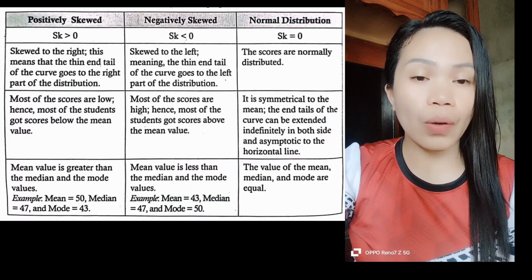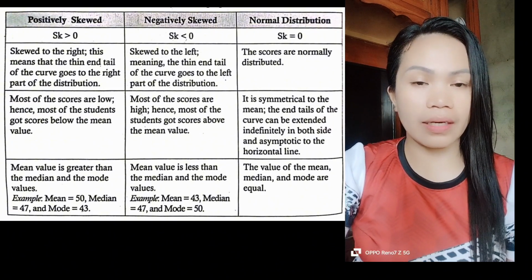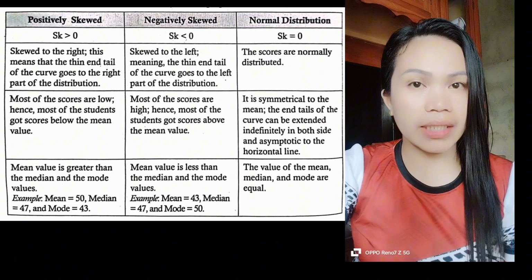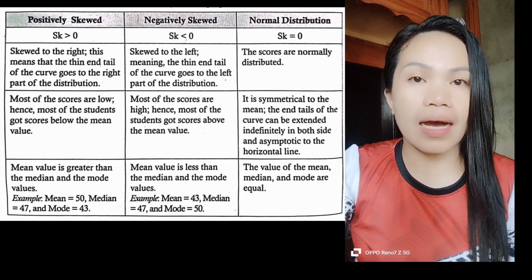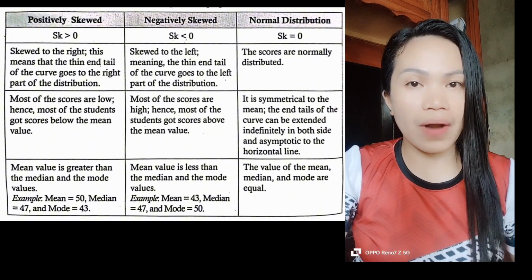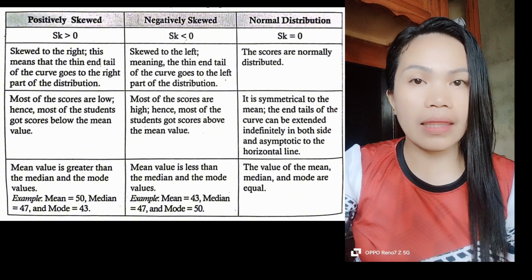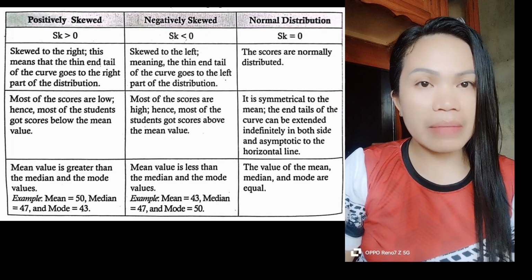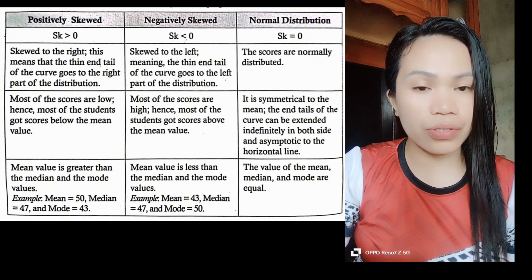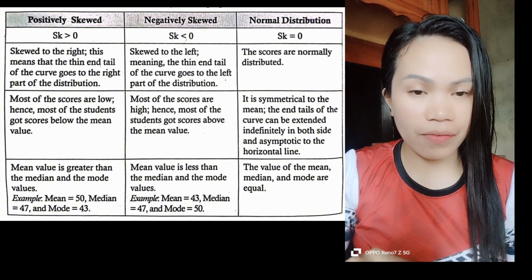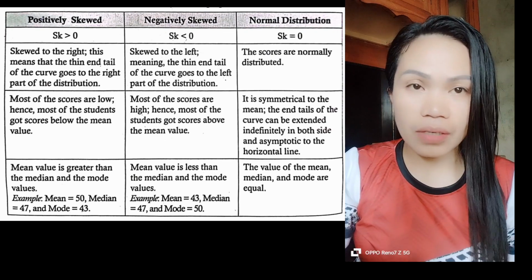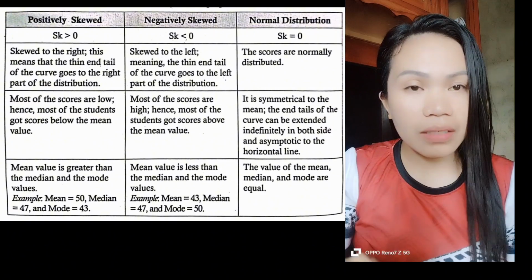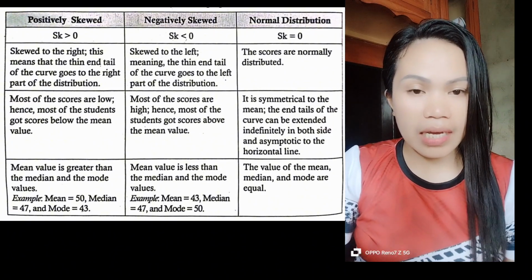Skewness can be classified according to the skewness coefficient. For positively skewed, skewed to the right, this means that the thin end tail of the curve goes to the right part of the distribution. And for the negatively skewed, skewed to the left, the thin end tail of the curve goes to the left part of the distribution. While for the normal distribution, the scores are normally distributed.